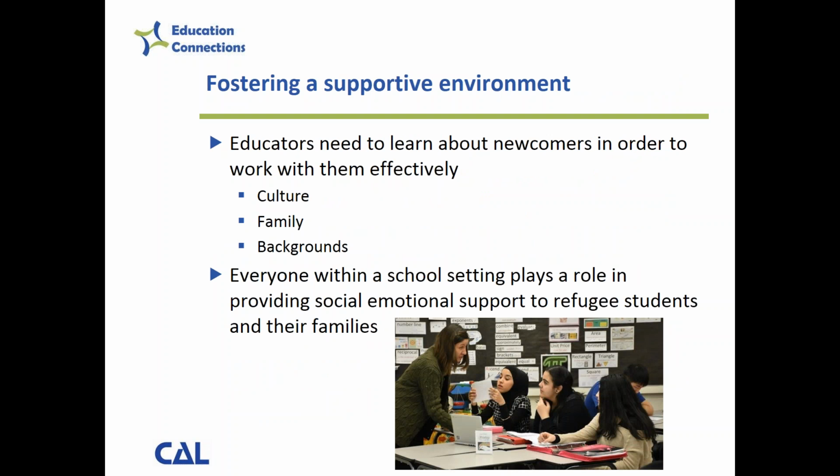In the next slides, we will look at some different formal and informal ways to provide social-emotional support networks to our newcomers, things that we in our schools can do to help these students and their families.